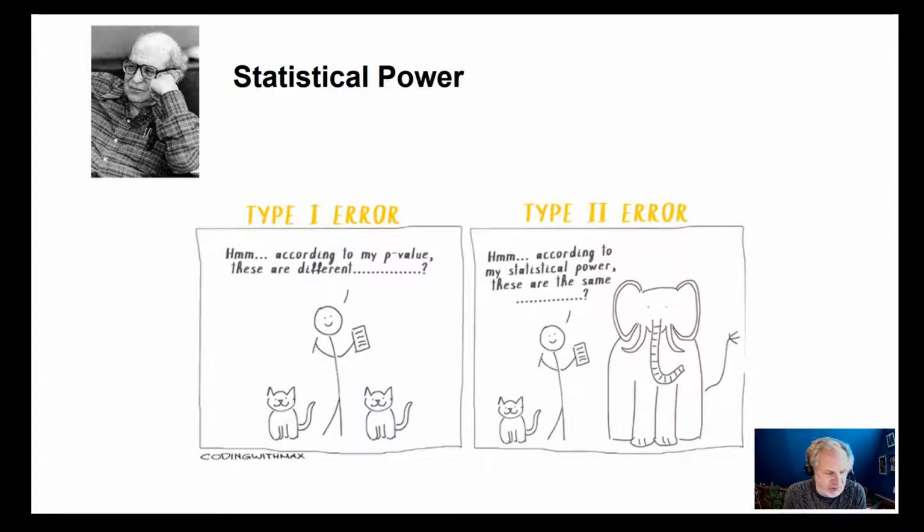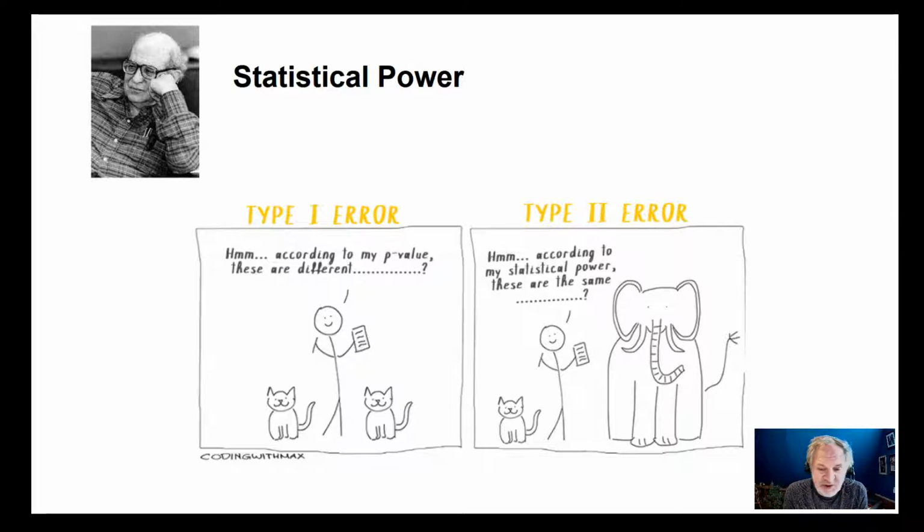Type 1 error is what we have focused on for the longest time. That's rejecting the null hypothesis when in fact the null hypothesis is true. And as the little cartoon says, according to my p-value, I rejected the null. The null hypothesis is true, and these two creatures are different. Well, they're not different, they're the same. The null hypothesis is true.